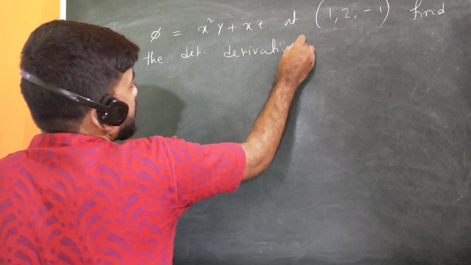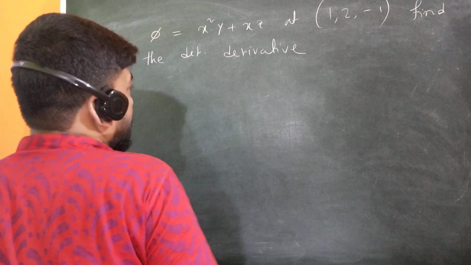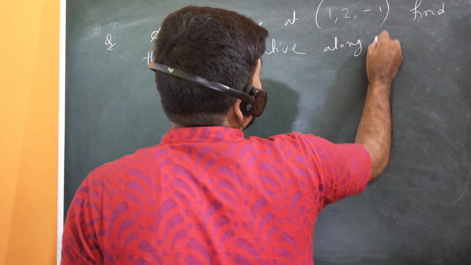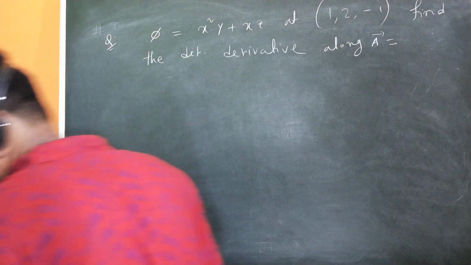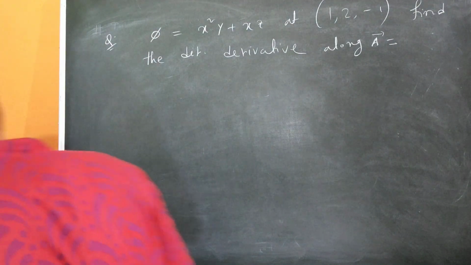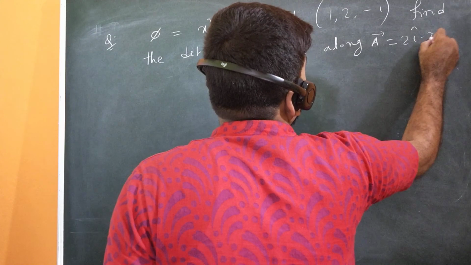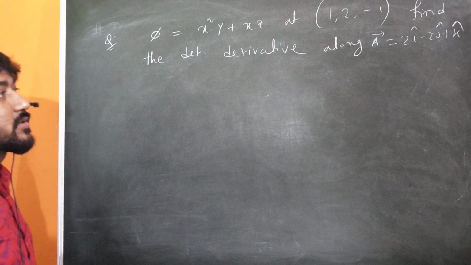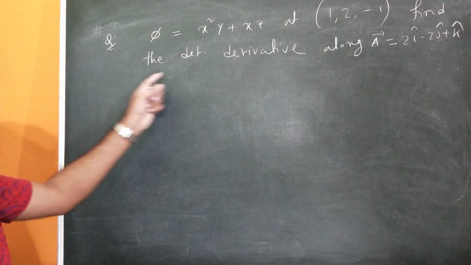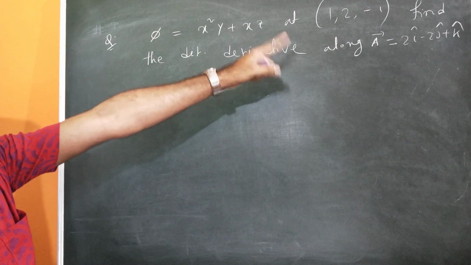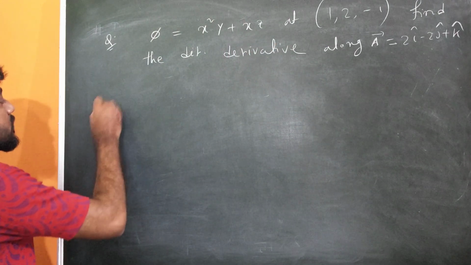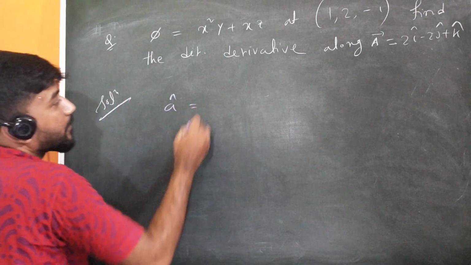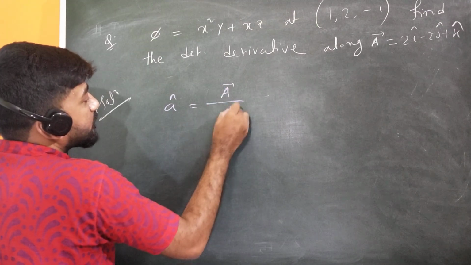along the vector. The vector will always be given. The directional derivative along a, where the vector a is equal to 2i minus 2j plus k. So you will have to find the directional derivative along this direction. Two things you have to find out: one is grad phi, another is a cap, because you have to know the unit vector along this vector. So let me give you the solution. What will be a cap? a cap will obviously be vector a divided by mod a.